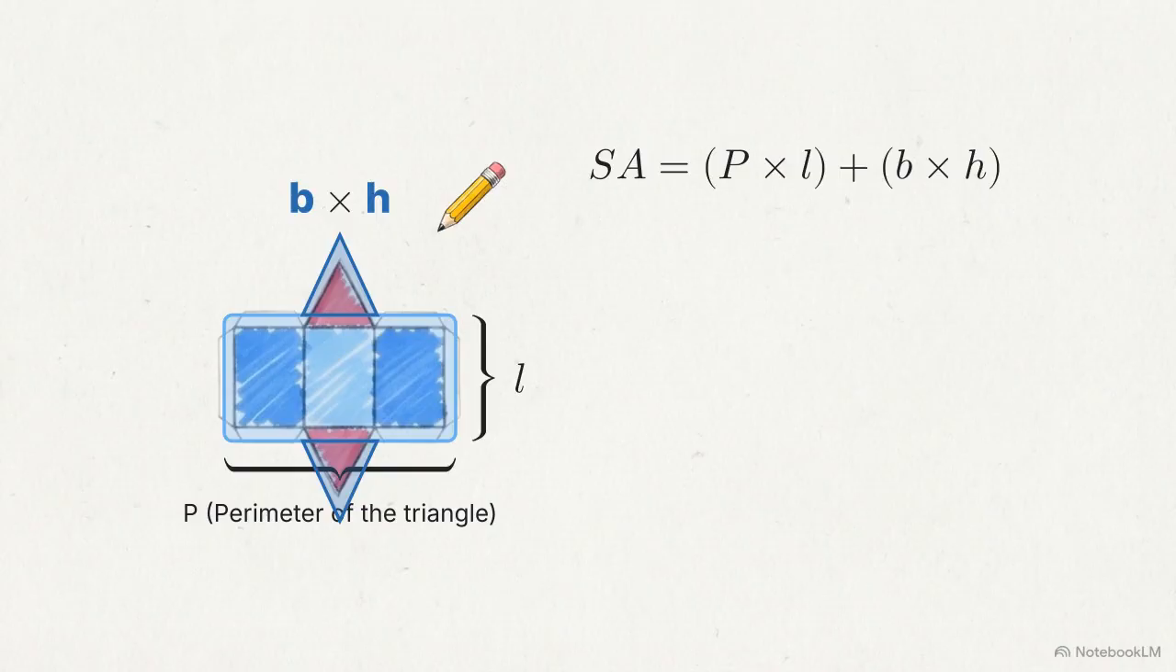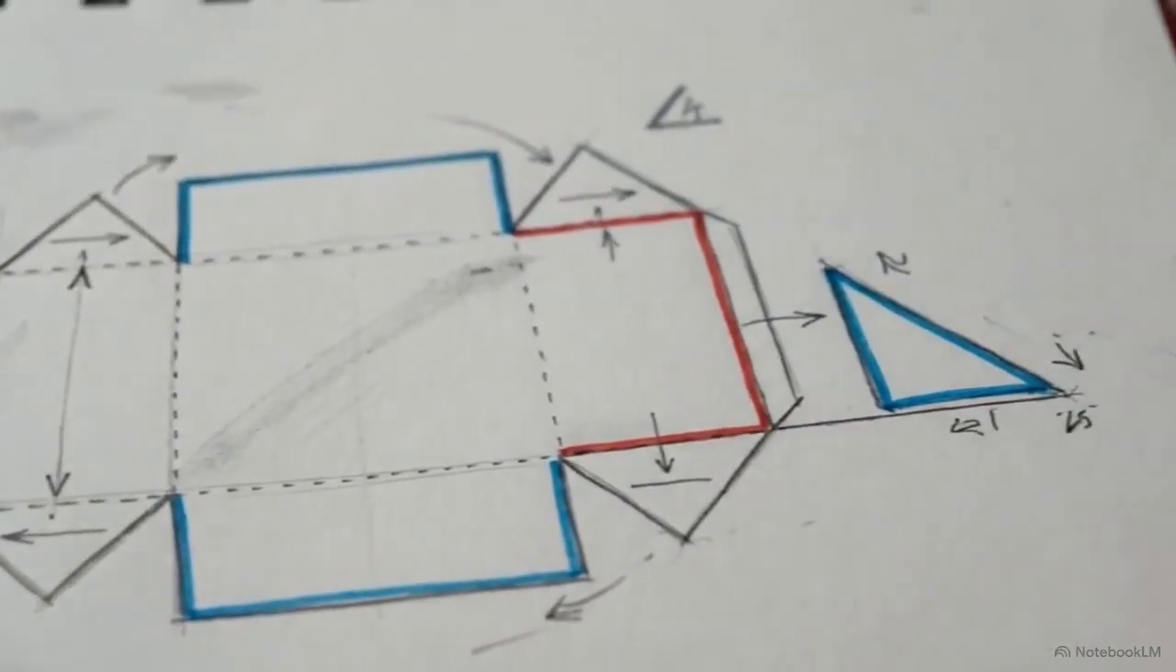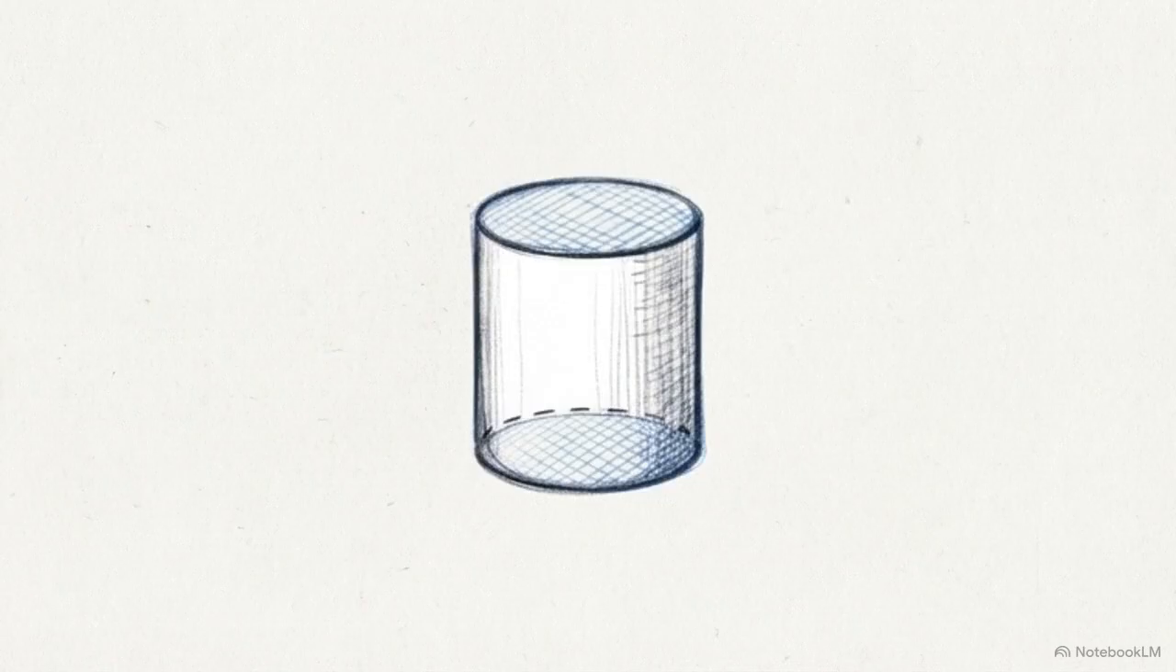Log this onto your sheet. Visualizing what that unfolded net looks like is your best defense against forgetting a step when working with triangular bases. Finally, we apply these exact same rules to a curved shape, the cylinder.